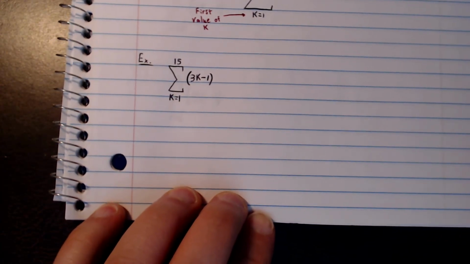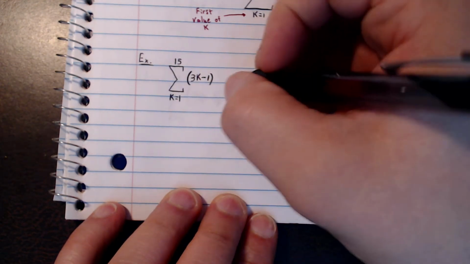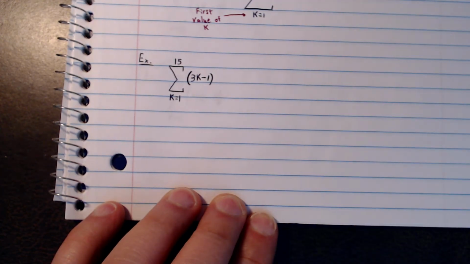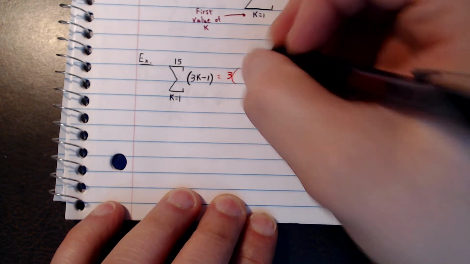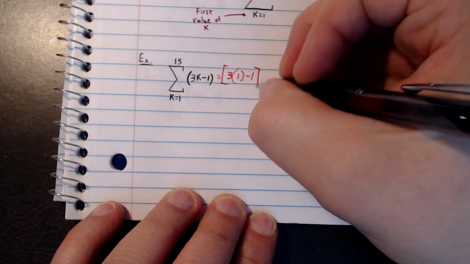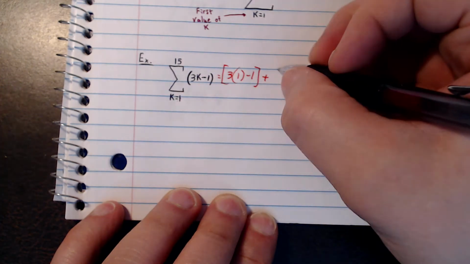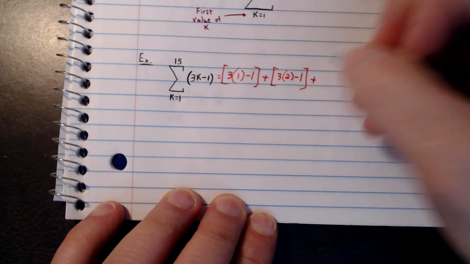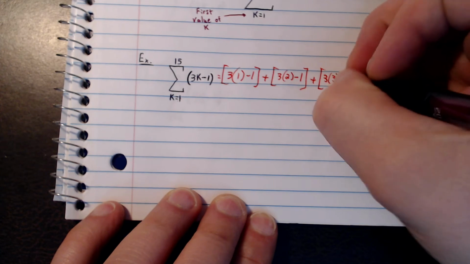Here we have k equals 1, and we're going up to k equals 15. So what would this look like? Well, if we were to do this full thing out, which we're not going to do, we're only going to do a couple. If we were to do this full thing out, it's telling us that we need to do 3 times 1 minus 1. That would be our first term. Plus, now we have to go up to the next one, so we would have to do 2. 3 times 2 minus 1. Plus, then we would go up to the next one, 3. 3 times 3 minus 1.